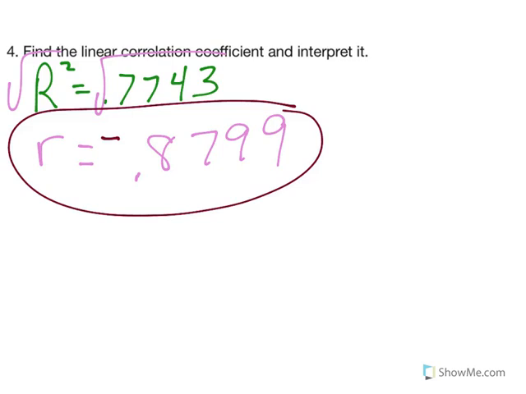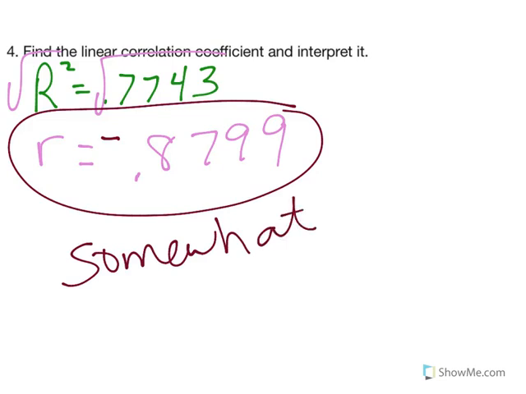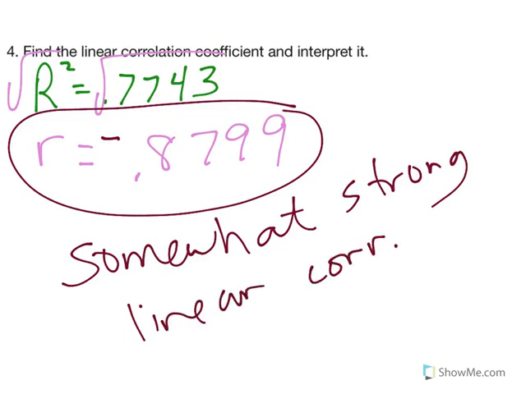And what does that mean? Well, it's not super strong because it's not really close to 1. But it's closer to 1 than it is to 0.5. So I would say this is somewhat strong. I mean, it's not super strong or very strong, but it's somewhat strong linear correlation. You can use whatever words you want, as long as you understand that it's not super, super strong, right? It's not dang close to being perfectly linear, but it's better than being dots all over the place.